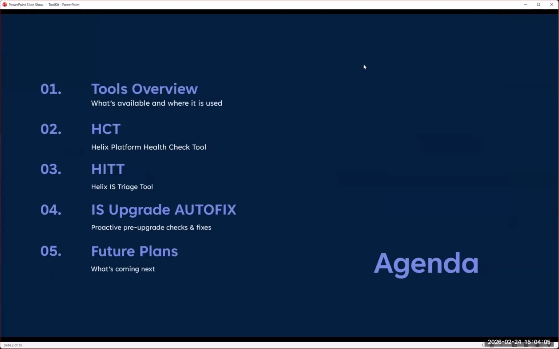So this is the agenda. We're going to have a quick look at the tools we're talking about, a quick overview, and when and where you use them. Three in particular: the health check tool, HCT, which is primarily focused on the platform, the HITT tool for the Helix IS piece, and then the recently introduced AutoFix stage that's part of the Helix IS upgrade pipeline. And then we'll have a quick bit at the end on future plans before we get onto a Q&A.